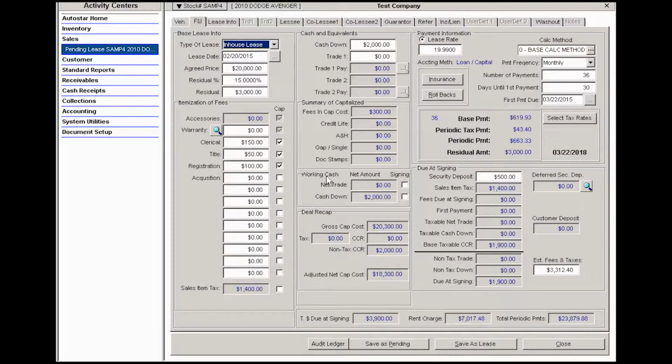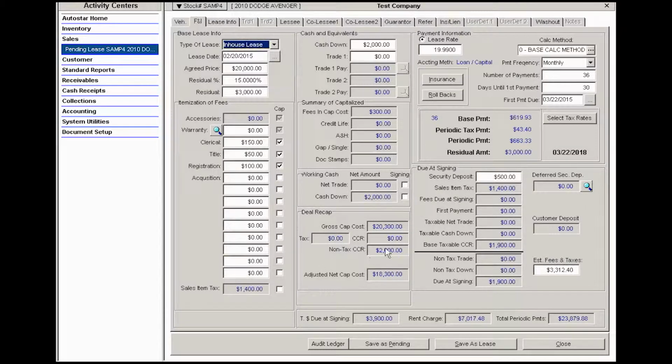Under that section, we have our working cash. This is where you can take your cash down and net trade and say that you want to designate those to help drive down due at signing costs. Currently, they're being included in the deal recap. So when all is said and done, my gross cap cost minus my non-tax cap cost reduction, which is your cash and equivalents, would give me my adjusted net cap cost, or a similar amount to a principal amount, a loan amount. But it's called an adjusted net cap cost in a lease.